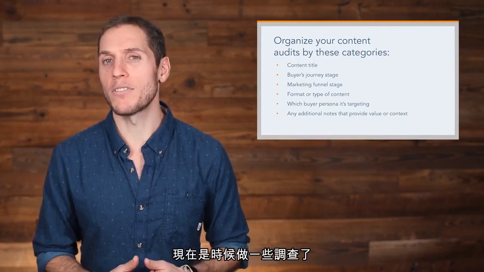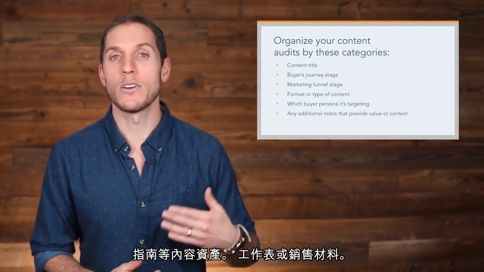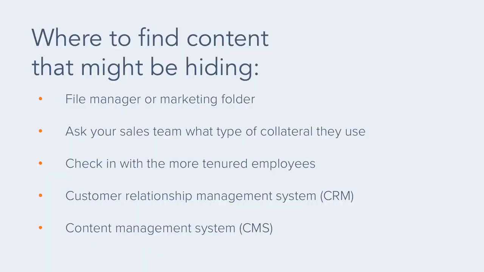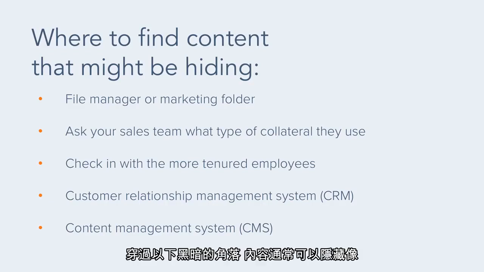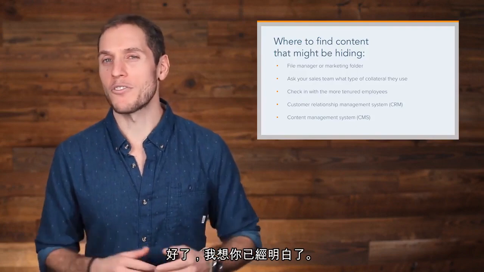Now it's time to do some digging for content assets, such as guides, worksheets, or sales collateral. I'd recommend systematically combing through the following dark corners where content typically can be hiding, like that old file manager or marketing folder on your computer. Ask your sales team what type of collateral they use. Check in with more tenured employees. You'll be surprised at the wealth of knowledge here. Pour through your customer relationship management system, also known as a CRM, and your content management system, also known as a CMS. Okay, I think you get the picture here.